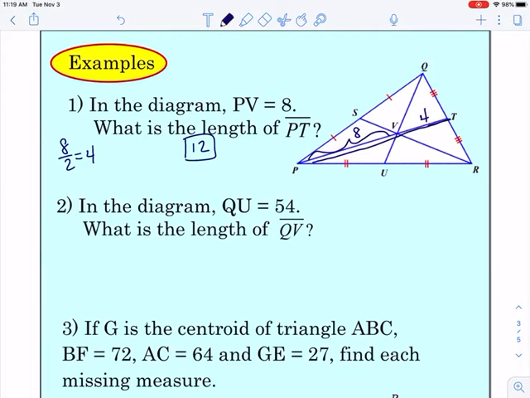So again, if it's in the ratio of 2 to 1, it's twice as long. That's why I divided it by 2. And again, 2 times 4 would give you back that 8. So that's always going to work that way.